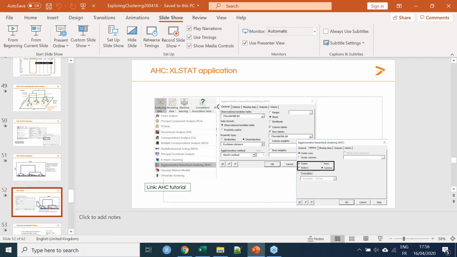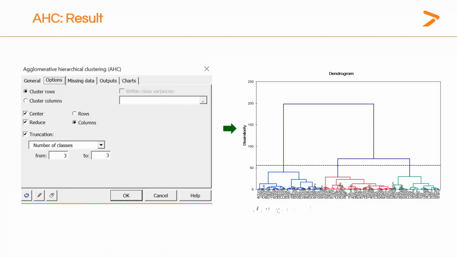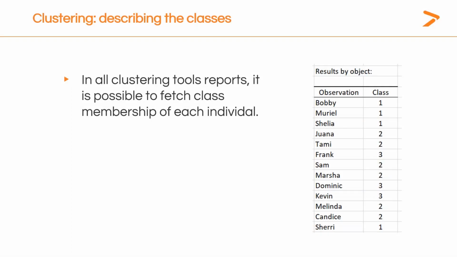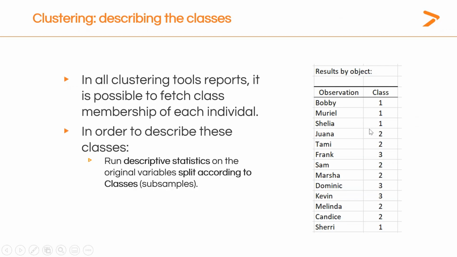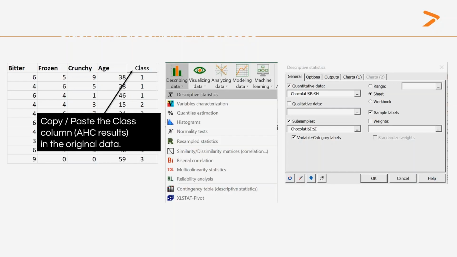What we can do now is describe or characterize these groups. The thing that we can do is copy this column here and paste it on the initial data set, to be able to run descriptive statistics simply on the original variables split according to classes. So I'm going to compute the mean age for each class, the mean crunchiness for each class, and so on. I can also run what we call a parallel coordinates plot, which is a very pretty chart to represent things.